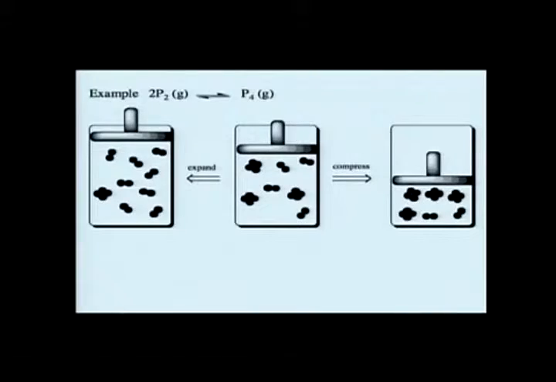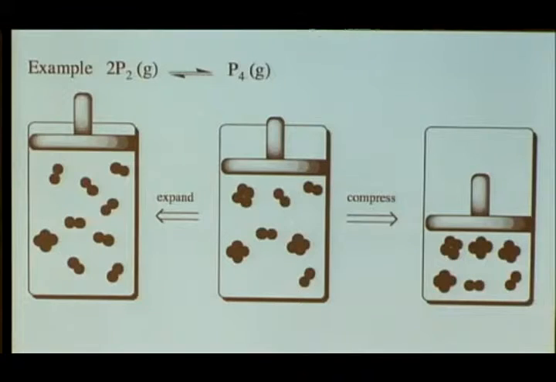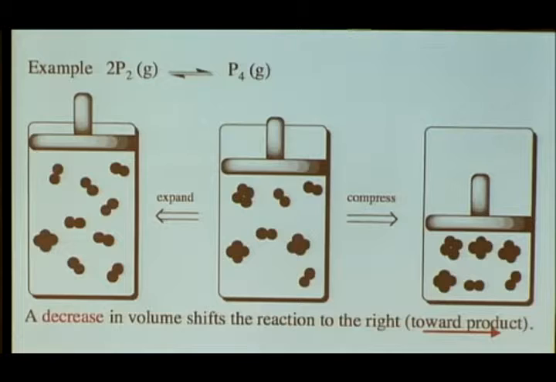So we have an example of a reaction where we have 2 moles of P2 gas going to 1 mole of P4 gas. And I have a little cartoon here to show this. So we have our P4 gas up here and our P2 gas. All right, so what's going to happen if we change the volume of this system? So if we decrease the volume of the system, then the reaction should shift toward products. So let's think about that.